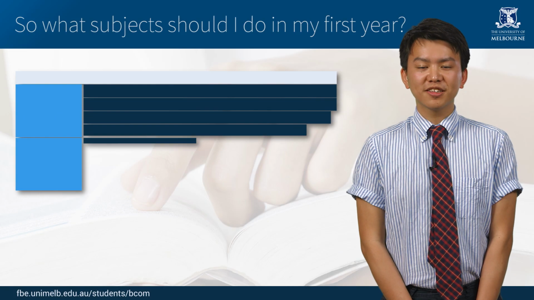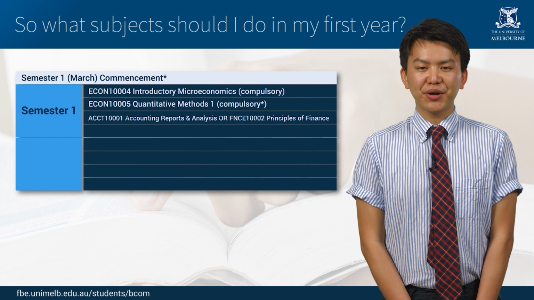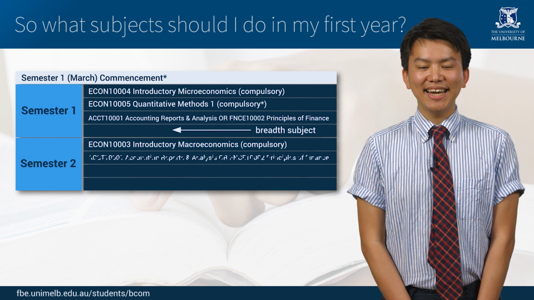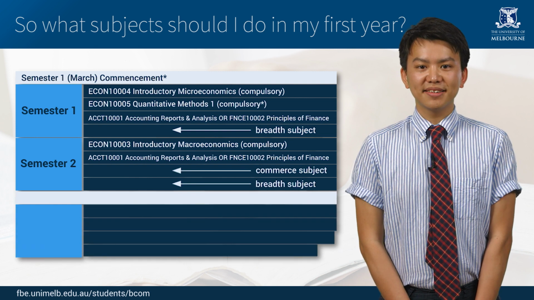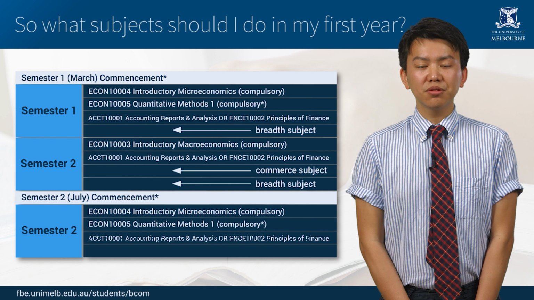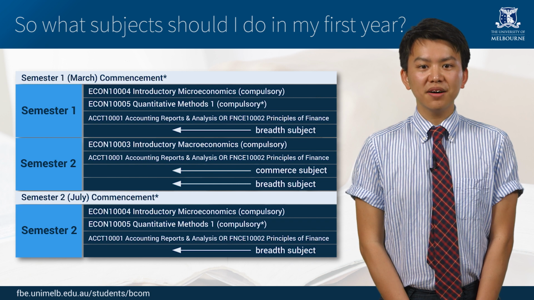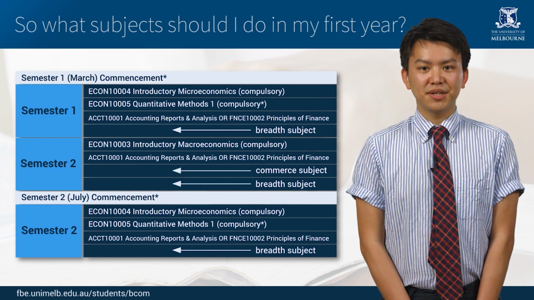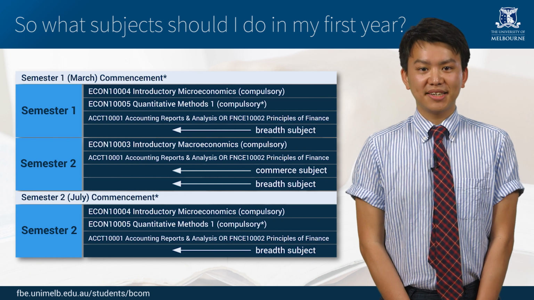The Level 1 core subjects are a good place to start. You might want to study Introductory Microeconomics in your first semester and Introductory Macroeconomics in your second semester. If you are taking the standard quantitative path, you can enrol in Quantitative Methods 1 in either Semester 1 or 2. If you are thinking of pursuing the Maths path, you should start with a Maths subject in your first semester. Next, you should add a Commerce elective.